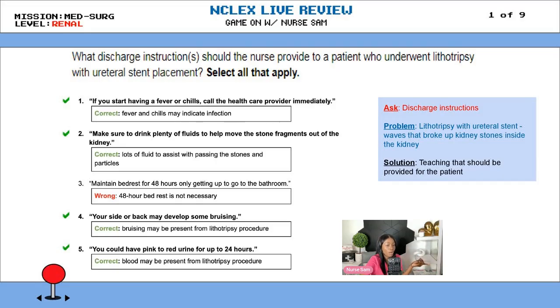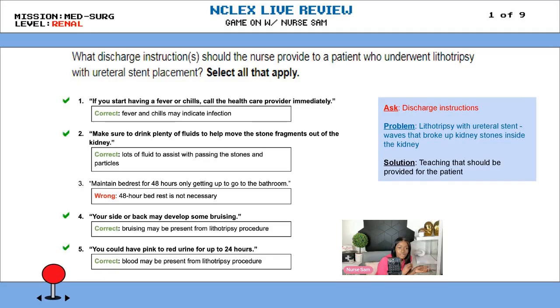2, make sure to drink plenty of fluids. This is lots of fluids. It's going to assist with the passing of stones and particles. So that is true. 4 was correct. And a lot of people missed 4. I think everyone missed 4. But let's look into why 4 is included, so that next time when you see it, you won't miss it again.